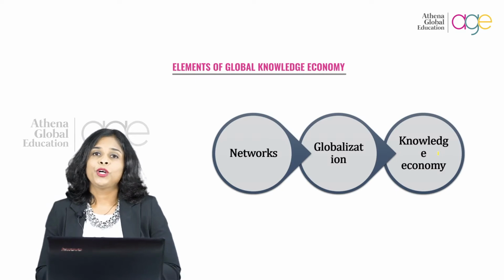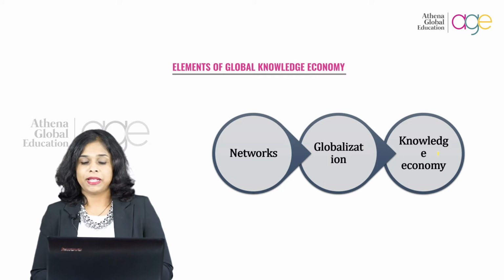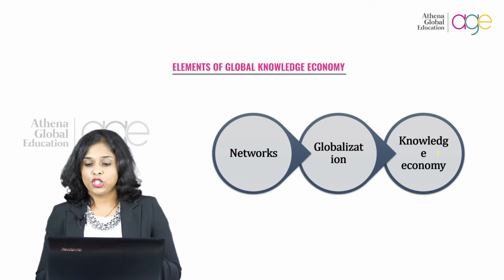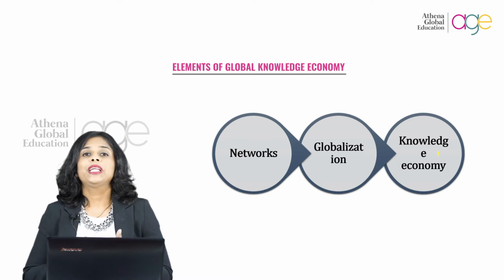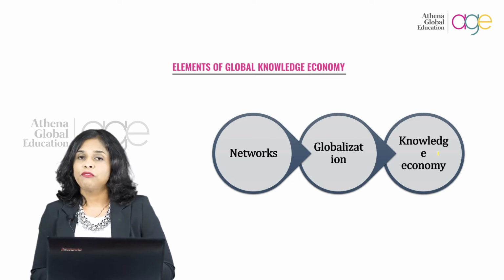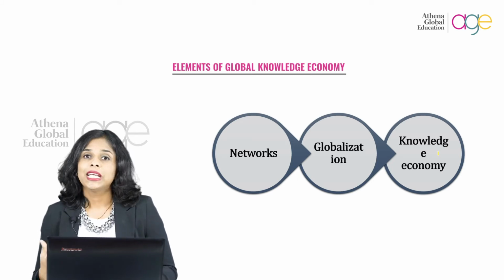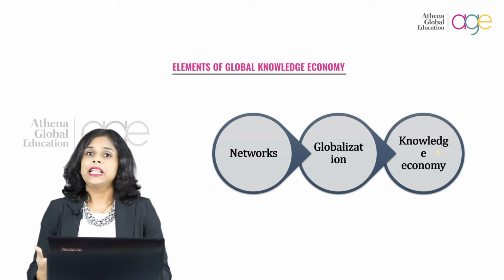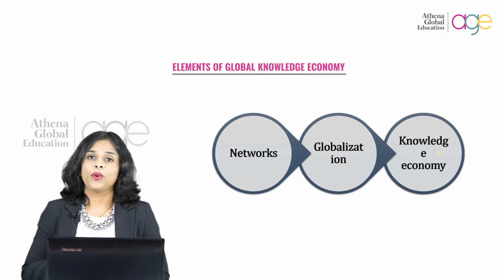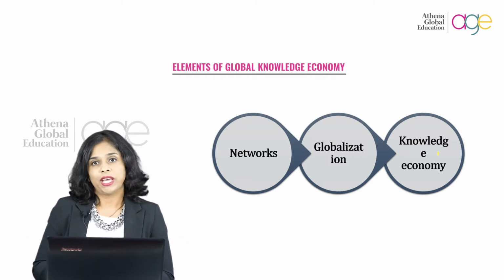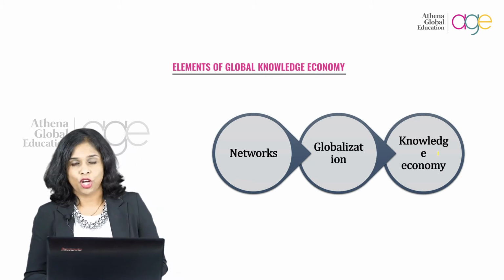So when we talk about the global knowledge economy, it basically consists of three elements: network, globalization and the knowledge economy. When we talk about networks, we talk about the connection, be it amongst individuals or amongst firms. Say for example, if we want to professionally connect with each other, we use LinkedIn, right? So these connections are the way through which a lot of knowledge sharing happens. So that is the first element of a global knowledge economy.